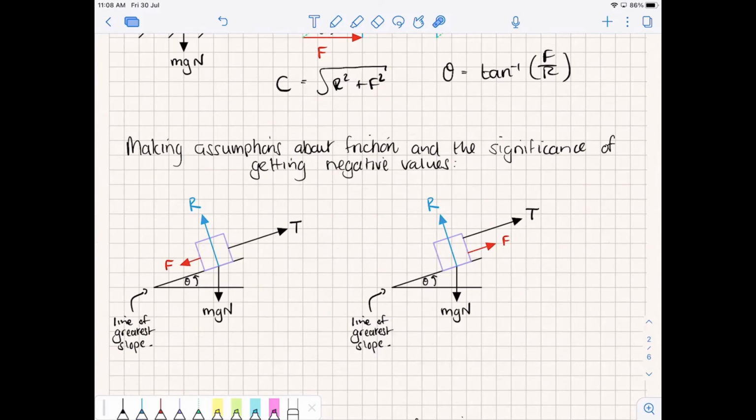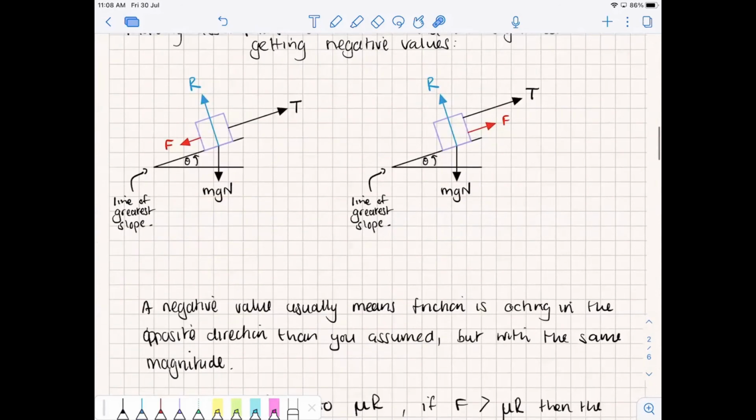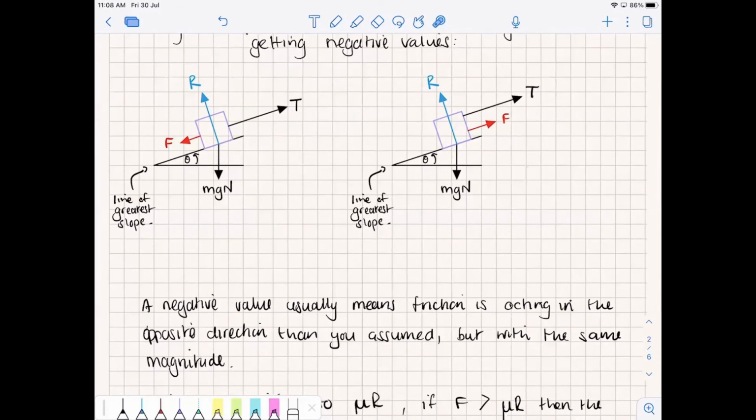And the negative value doesn't mean that you've done something wrong. The negative value just means the friction is acting in the opposite direction than you assumed. Right? It still has the same magnitude, it's just acting in the opposite direction. So if we go back to our example here, imagine you assume there's enough tension, right? We're pulling the object up the hill. If we're pulling the object up the hill, then the friction must be acting against us. But you might do your calculation and realize that actually the tension was not enough to pull the object up the hill, and the friction was actually preventing the object from moving down the hill.